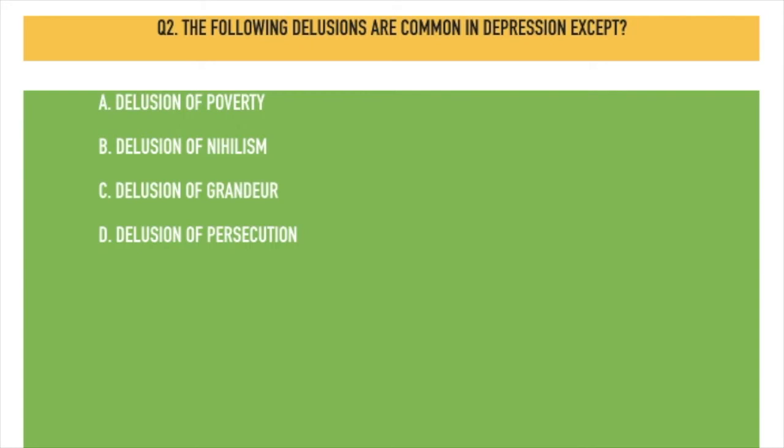Next one, delusion of grandeur. What is that? In delusion of grandeur, a person thinks that he is very important, an eminent person. He may think that he is the prime minister or president, something like that. So that is a positive thing, right? That's mania. He thinks that he is very important. That does not occur in depression. So that is the answer. These three options, A, B, and D, are common in depression, but the exception is delusion of grandeur. Delusion of grandeur is the answer.